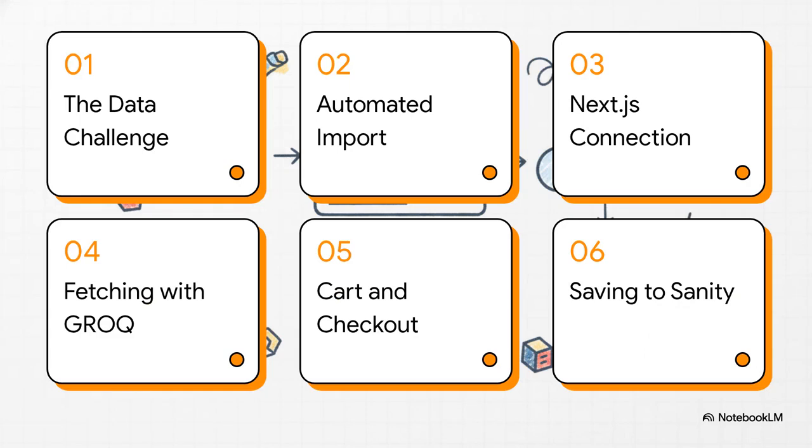Here is our roadmap for this explainer. 1. The Hackathon Data Challenge. 2. Automated import into Sanity. 3. The Next.js and Sanity connection. 4. Data fetching with Grok. 5. The cart and checkout process. And finally, 6. Saving data back to Sanity.